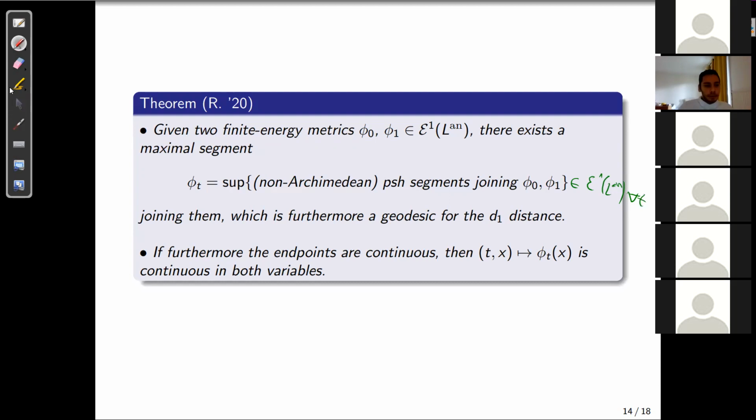And if the endpoints are continuous, then our geodesic is also going to be continuous in time and in space, which is again as best as we can hope for, really, because we do not have smoothness or anything.